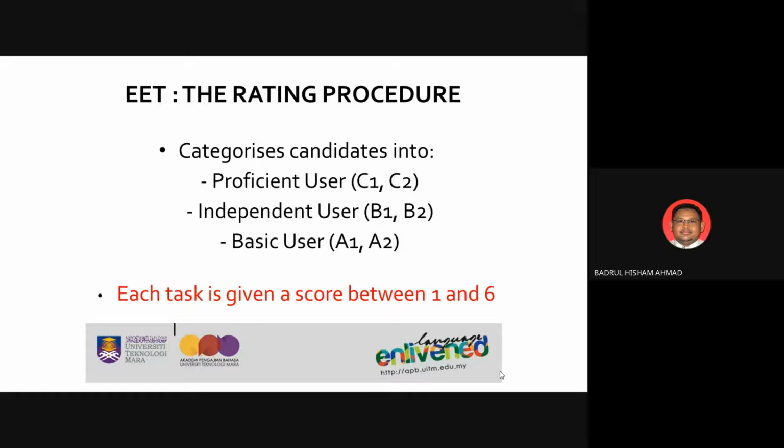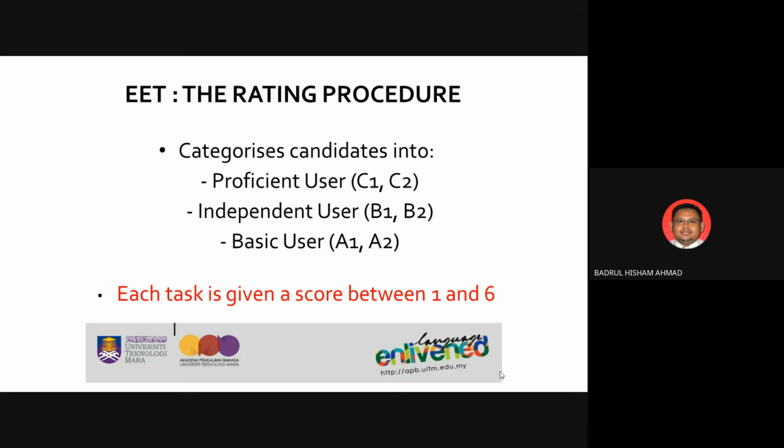We do not do that. We only classify you according to your abilities. So we have basic user A1 and A2, proficient user C1 and C2. If in other courses you are supposed to really focus on getting A, but for EET, focus on getting C's. This is slightly abnormal. You should not be gunning for A, instead go for C, because when you get C, it means that you are proficient in the language.